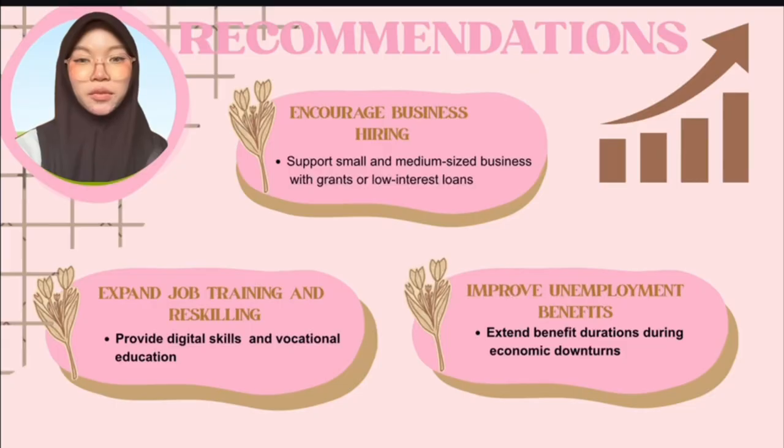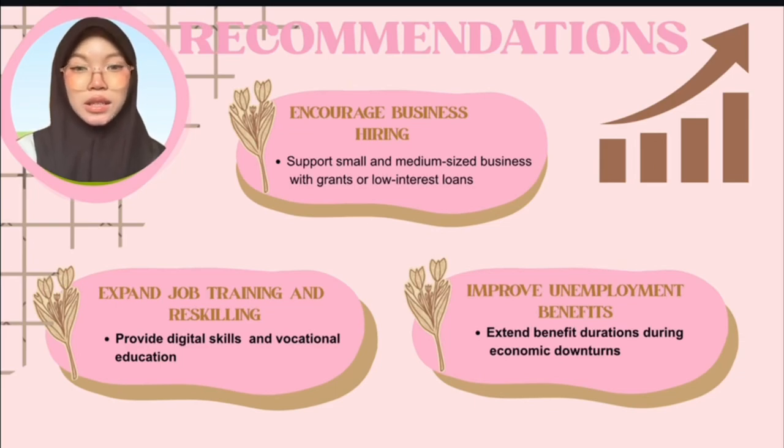Okay, so recommendation for policy improvement. The government introduced the policy improvement to strengthen the healthcare system to make them more effective, fair, and efficient. Firstly, the government can encourage business hiring to support small and medium businesses with grants or low-interest loans. Another way is that the government needs to improve unemployment benefits, which means they need to extend benefit duration during economic downturns. This can help unemployed people pay for their necessities such as food, rent, and utilities.